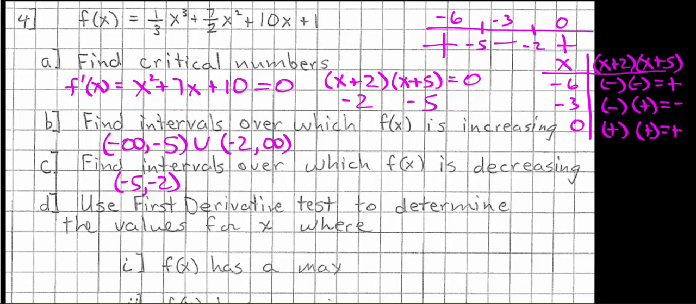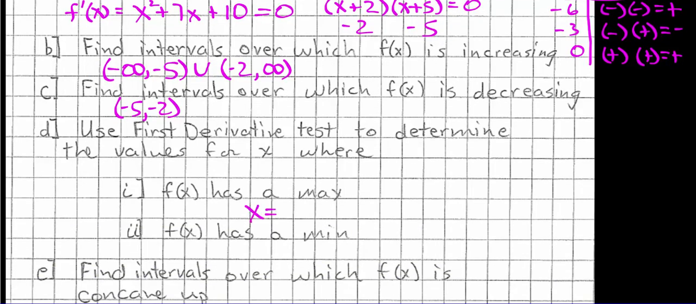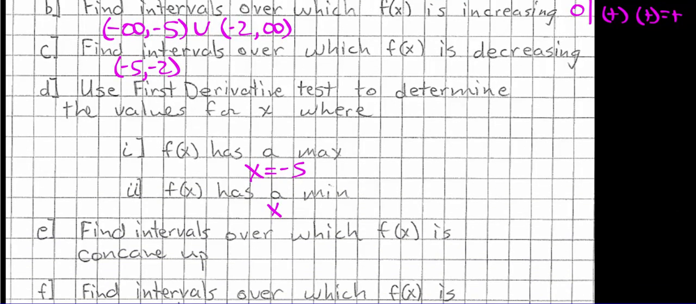Well, we have a maximum whenever the graph was increasing and then it starts decreasing. So it hit a max at x equals -5. Okay, so x equals -5. Where does it have a min? Well, wherever it was decreasing and all of a sudden it starts increasing. x is -2.